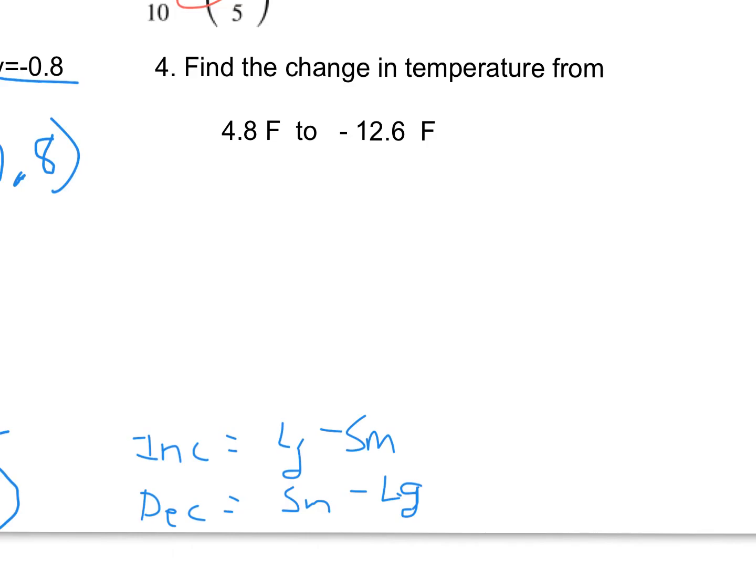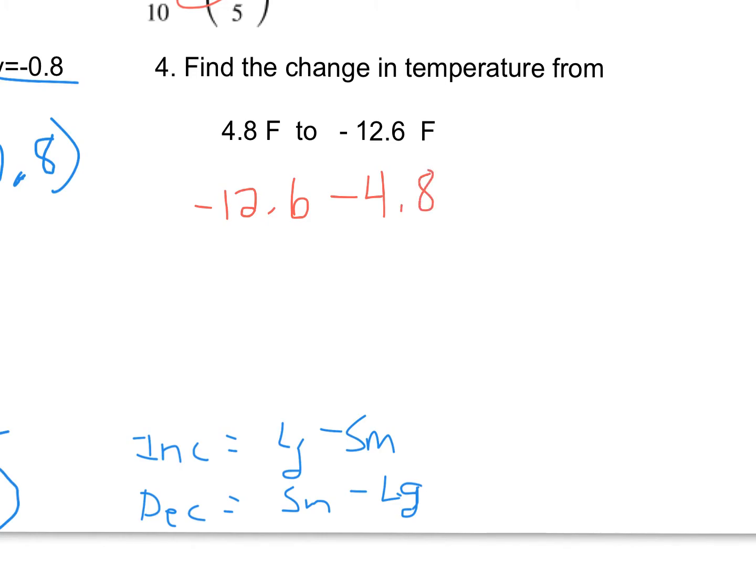So in this case, let's read the problem, see what we're dealing with here. So we're dealing with 4.8 to negative 12.6. So we are seeing a clear decrease in value here. So we're going to use the decreasing formula. Okay. So we're going to do the smallest number, negative 12.6 minus 4.8.